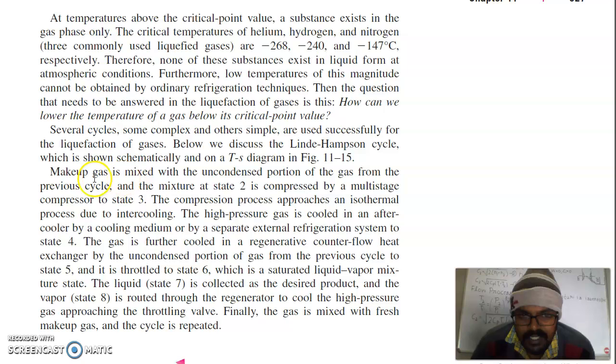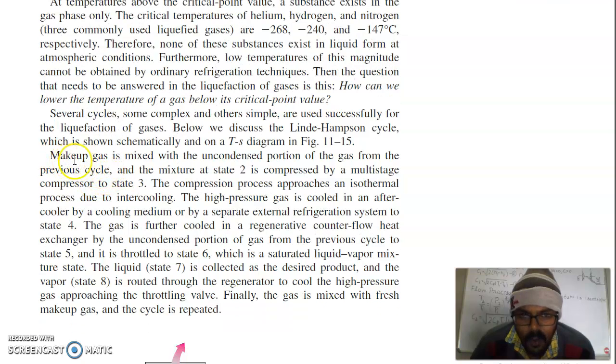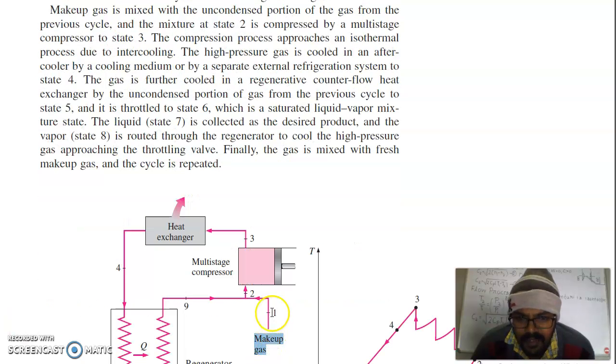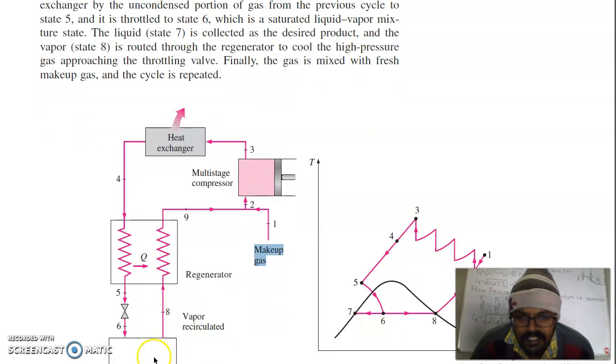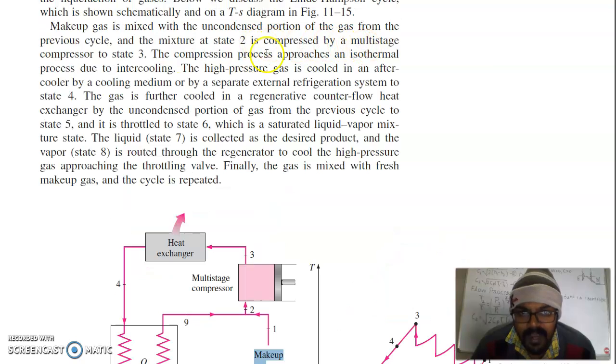So below we had discussed, so let's discuss it again. Makeup gas is mixed with uncondensed portion of the gas from the previous cycle. So this makeup gas is mixed with this uncondensed gas from the previous cycle. This is the uncondensed gas which comes as vapor. So it will mix with the previous cycle uncondensed gas, and at 2 is compressed by a multi-stage compressor to state 3. So from 2 to 3 it is compressed by a multi-stage compressor.